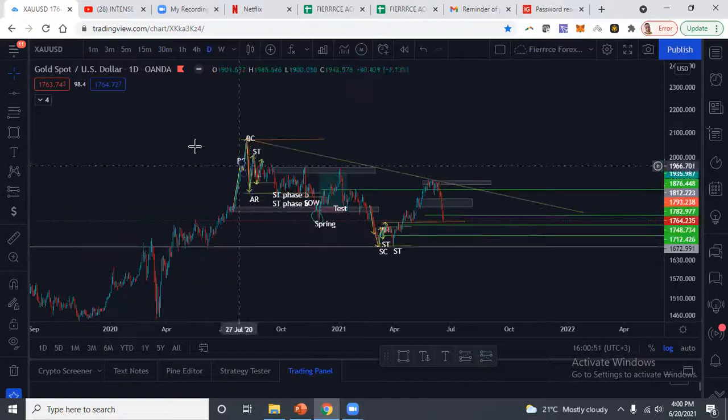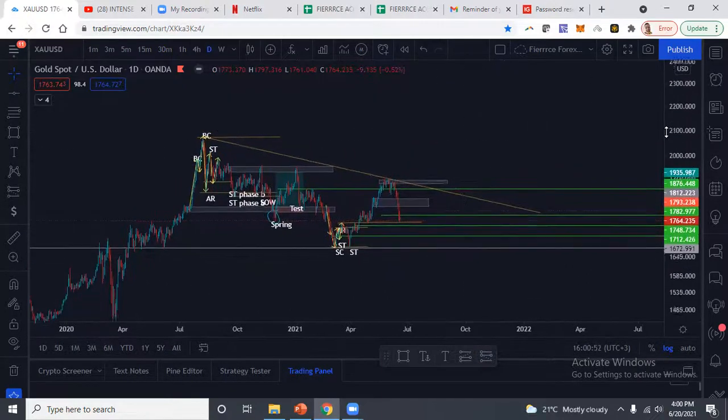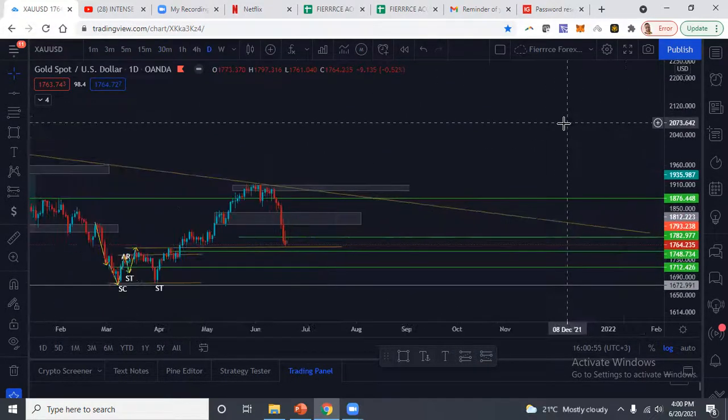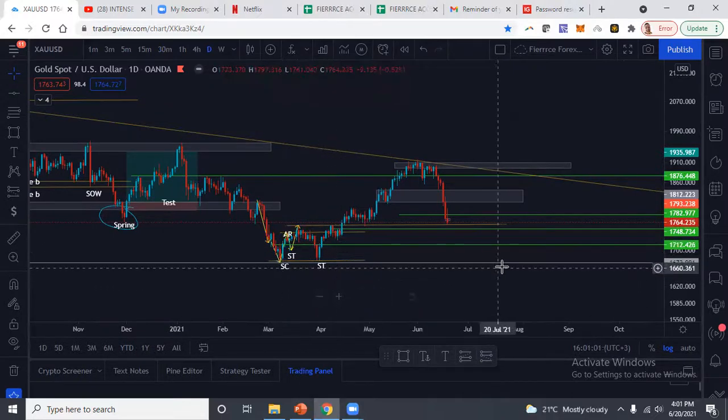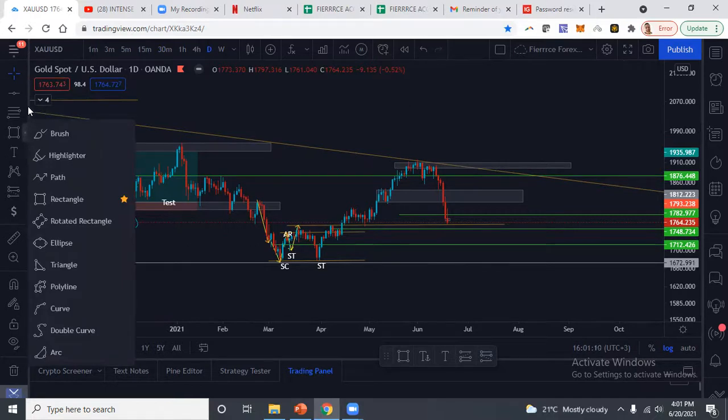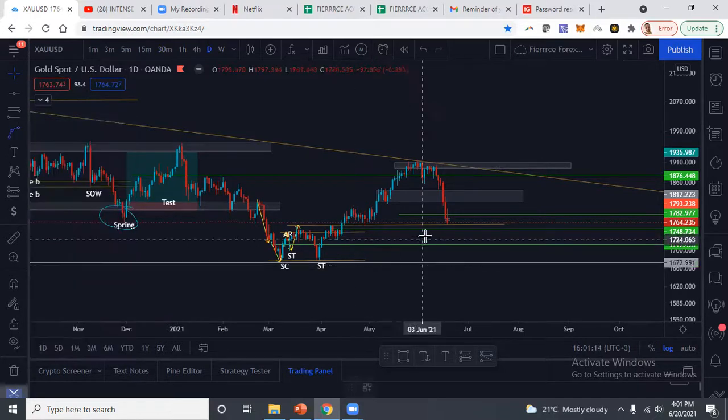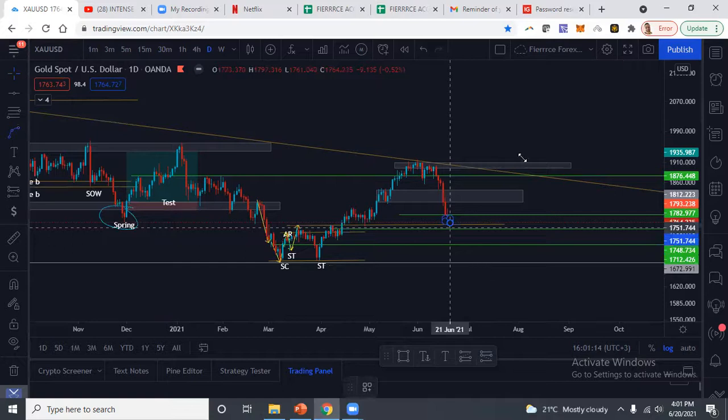So gold is in a ranging, sideways thing going on. So we may continue to push down and retest previous levels of structure. Okay, and if we do push to this level, I see us pushing down to this level before we push up.